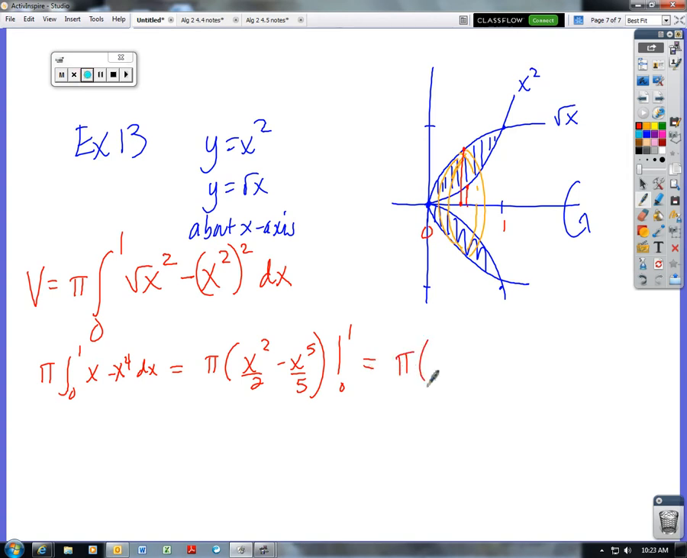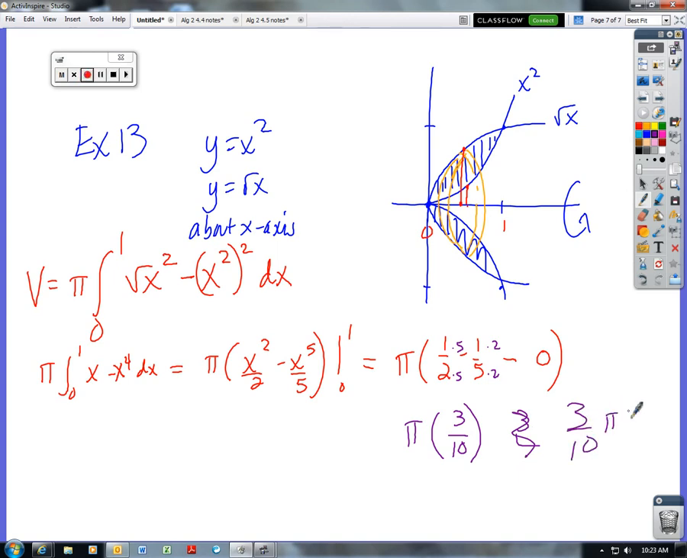So pi comes along, plug 1 in, you're going to have 1 squared over 2 minus 1/5, and then minus, you're going to plug 0 in. So that's just 0 minus 0, so I don't have to worry about that. Let's get a common denominator here. Times 2 times 2 times 5 times 5. So I've got pi, and then I've got 5 minus 2, so that's 3/10. So the answer is 3/10 pi units cubed.